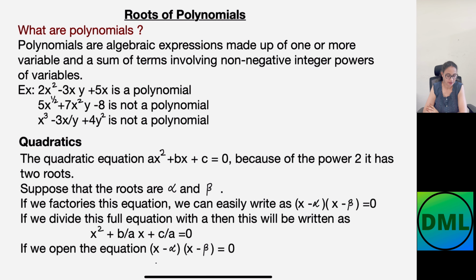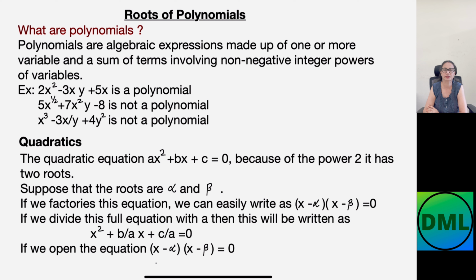Roots of polynomials. First, we will understand what polynomials are. Polynomials are algebraic expressions made up of one or more variables and a sum of terms involving non-negative integer powers of the variables. What does it mean? It means that it has one or more variables. What are variables? Variables are x, y, z, t, any variables. So it has one or more variables inside your equation, and the terms involve non-negative integers. Integers means the power of that variable should not be negative and should not be a fraction.